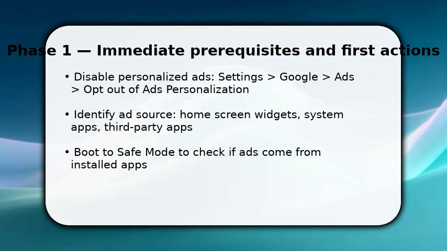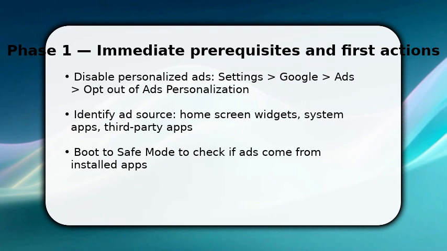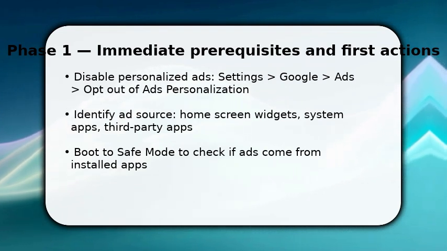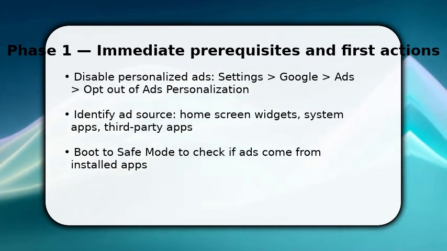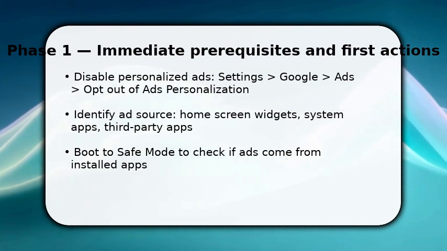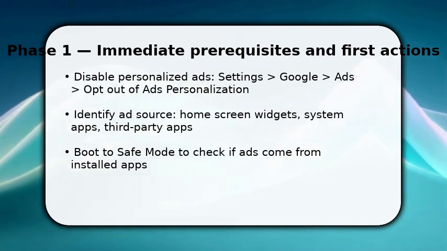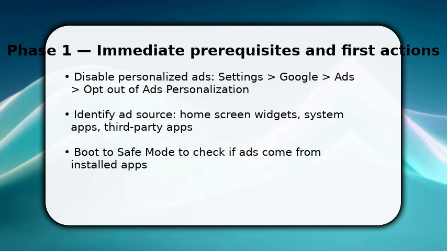You start by disabling personalized ads and trimming permissions so the problem area appears faster. Go into Settings, then Google, then Ads, opt out to reduce targeted pop-ups. Once done, inspect home screen widgets and recent installs. You want to spot the likely offender.